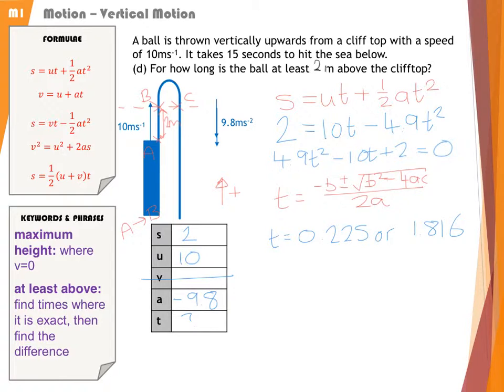Okay, so these are my 2 times. So we can see on the diagram where those would represent. So this time is at 0.225 and 1.816 is all the way around here at C. So we're looking for how long it's at least 2 metres above the cliff top. We're looking for the difference between point B and point C. So if that's point B and that's point C, we can just subtract the difference. And that gives us our final answer of 1.59 seconds.